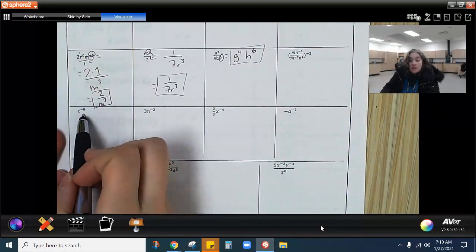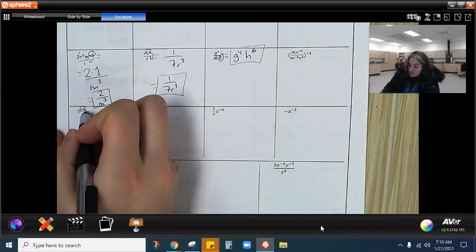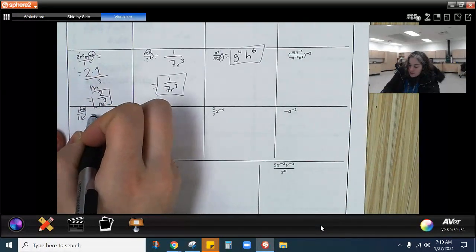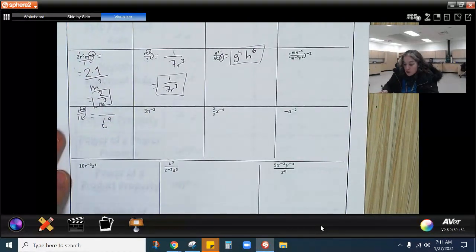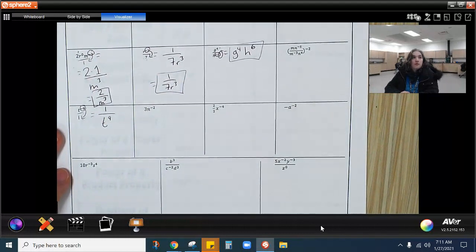All right, for this one right here, t to the -9. That -9 means it's not happy, so we need to move him to the denominator. So it becomes t to the +9. Wait a second, what goes in our numerator? 1. He is always there, you just don't always see him.